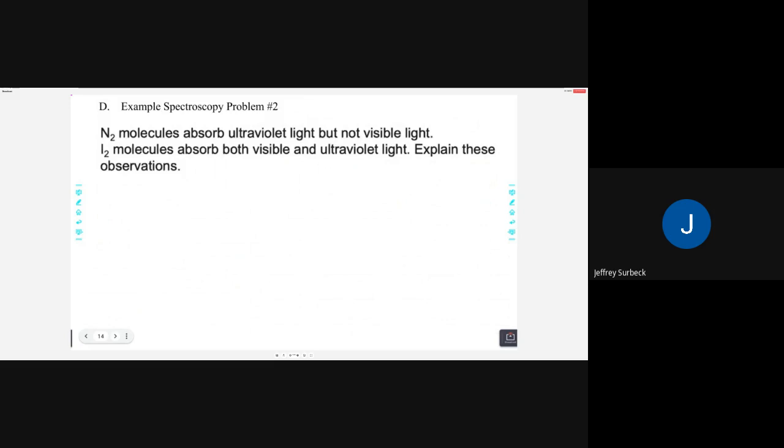Notes. Didn't really do this one here. All right, now nitrogen versus iodine. Nitrogen, it says, absorbs UV light, but not visible light. Iodine absorbs both of these things. Anybody have an idea why that would be?